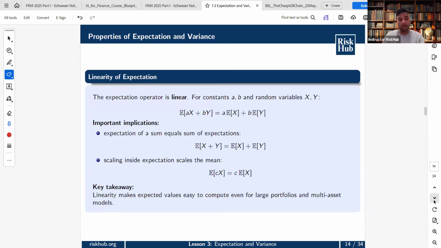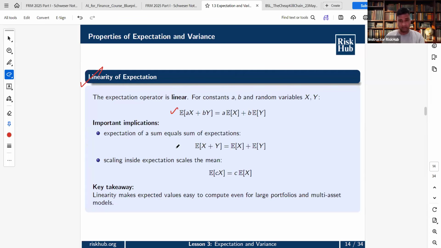We go to slide number 14, linearity of expectation. This is a property we have studied already. The property is one of the greatest gifts to mathematics and finance. Expected value of aX plus bY equals a times expected value of X plus b times expected value of Y. This means expectation distributes across addition. Suppose E[X] is 10, E[Y] is 20, then E[X plus Y] is 30. No extra work required. Scaling: E[cX] is equal to c times E[X]. If E[X] is 5, E[10X] is 50.